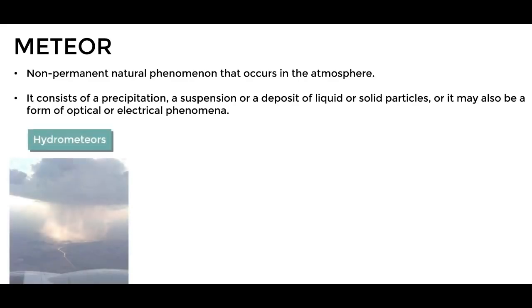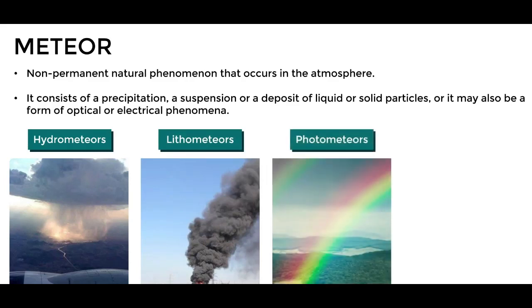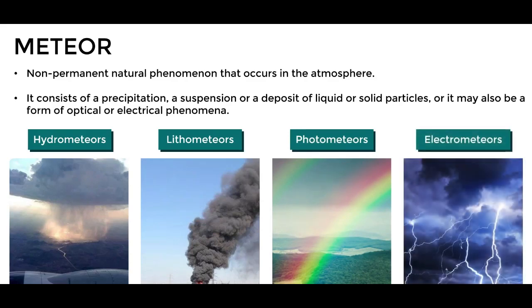There are, for example, hydrometeors, which are water-related phenomena in a liquid or solid state, such as clouds, rain, or fog. There are also lithometeors, which are related to phenomena formed by particles other than water, such as smoke, dust, or sand. Then we have photometeors, which are related to optical effects in the atmosphere, such as a rainbow. And finally, we have electrometeors, which are related to electrical phenomena, such as lightning or aurora borealis.